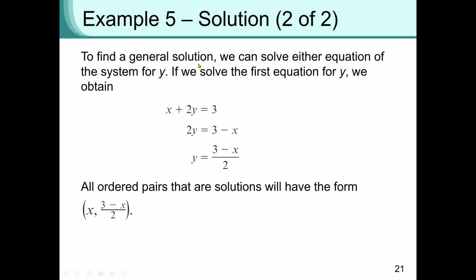Now, next, to find a general solution, we can solve either equation of the system for y. Now, if we solve the first equation for y, we obtain this. So I have x plus 2y equal to 3. So x will cross the equal sign and become minus, so we get 3 minus x. We divide the equation by 2, both left and right side, so that we get the value of y. So our answer will be 3 minus x divided by 2. So now we say that all ordered pairs that are our solution will have the following form. If x is 1, y will be 3 minus 1 over 2. If x is 2, y will be 3 minus 2 over 2.